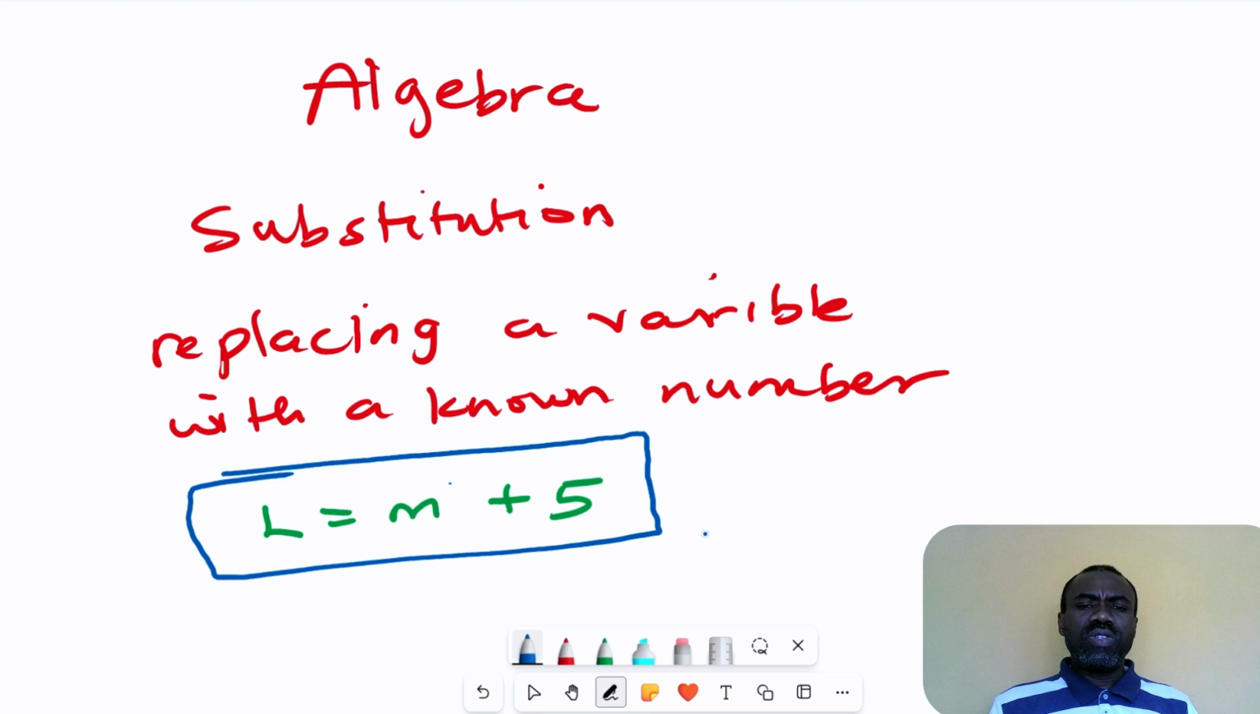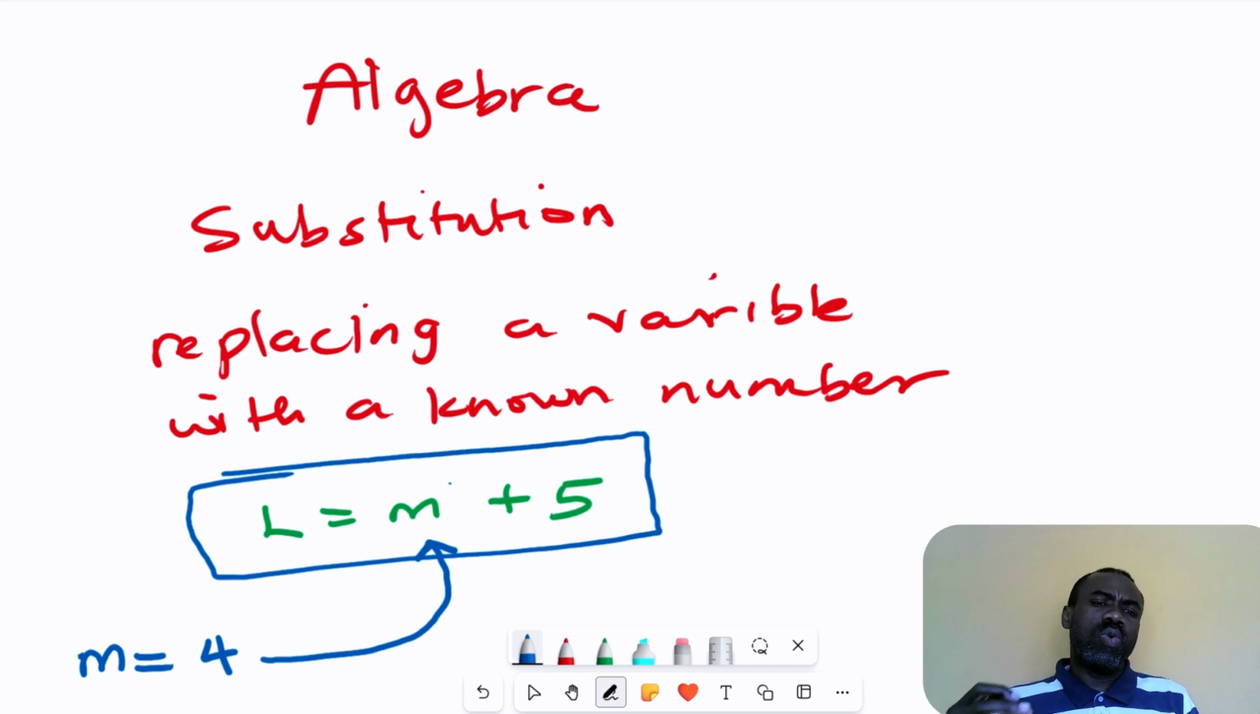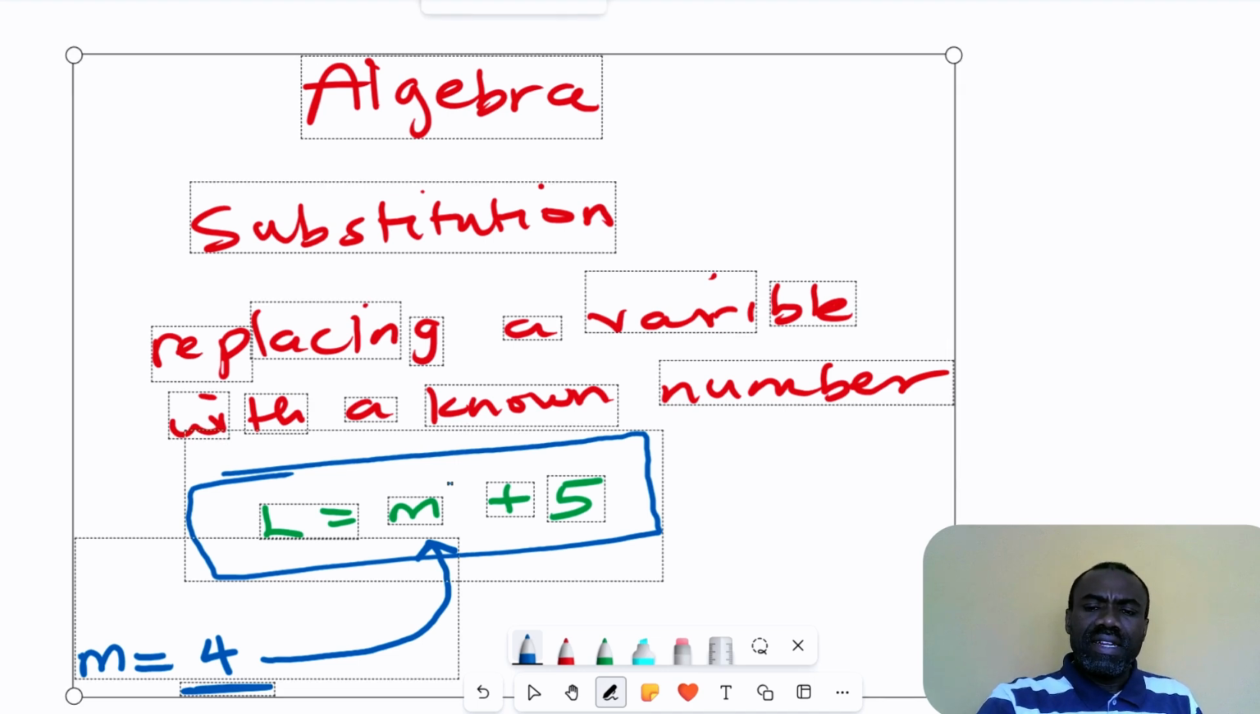Now, with substitution, we can get a clearer picture of what L is. When we go on to find more information about M, let's say M is equal to 4, then we can bring this 4 into this original statement, and that can give us more information about L. And doing so, replacing M, which is unknown, with a known quantity, which is 4, that is what we call substitution in algebra. So let's look at an example.